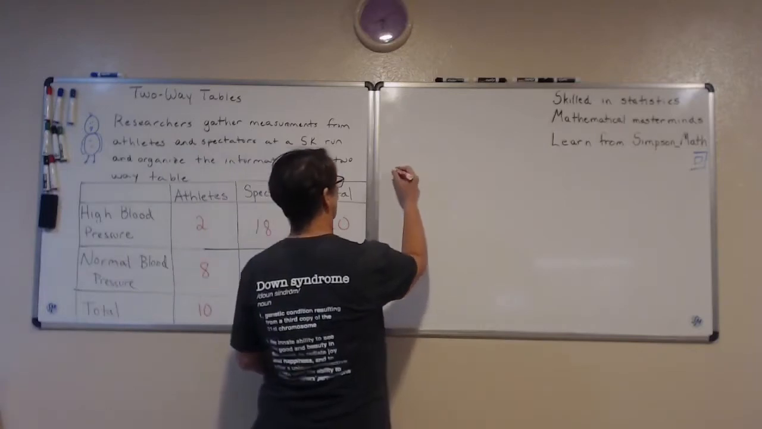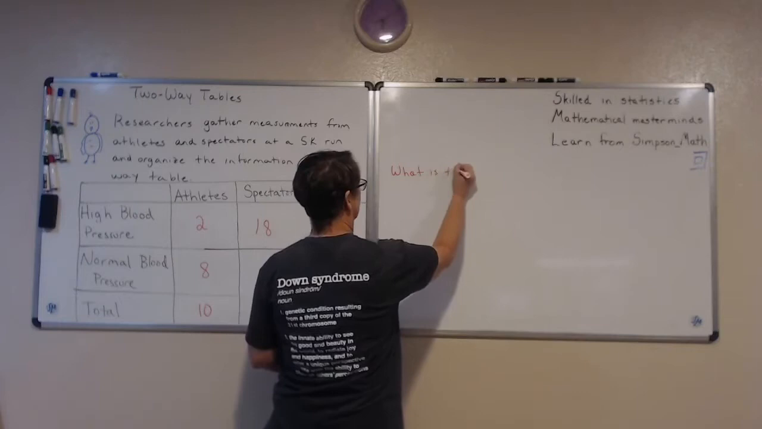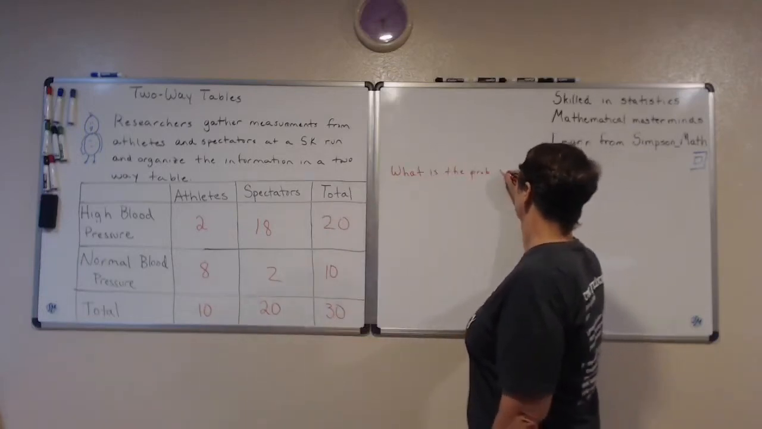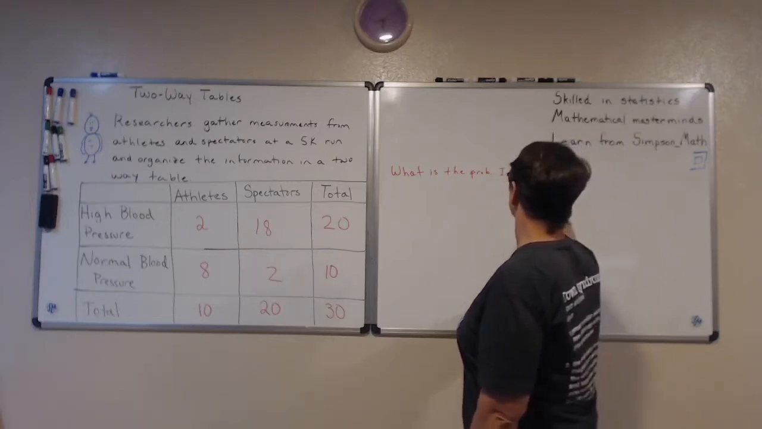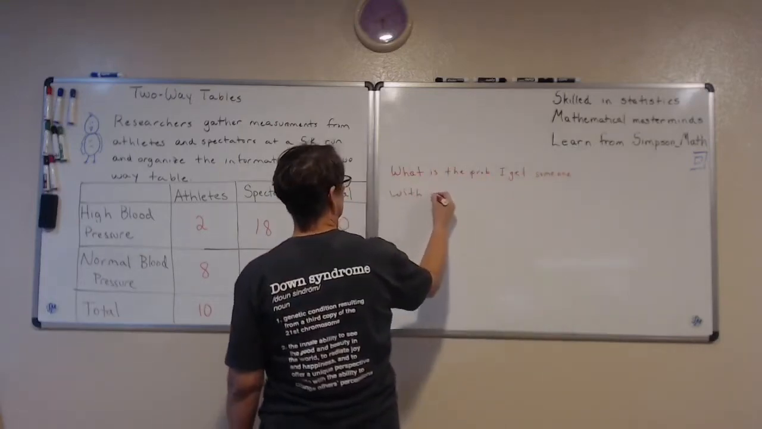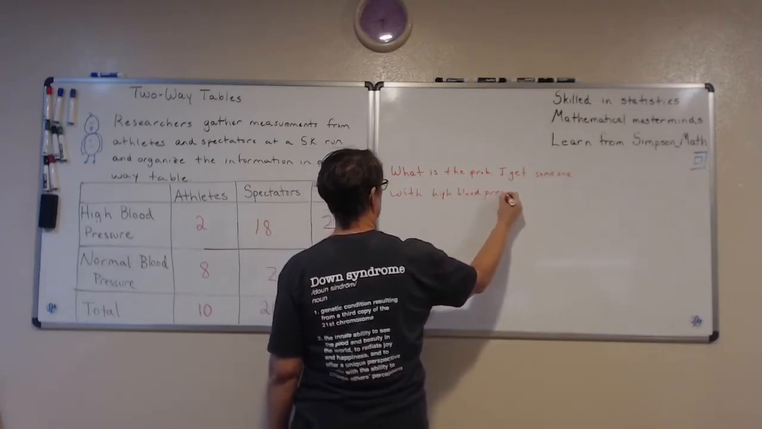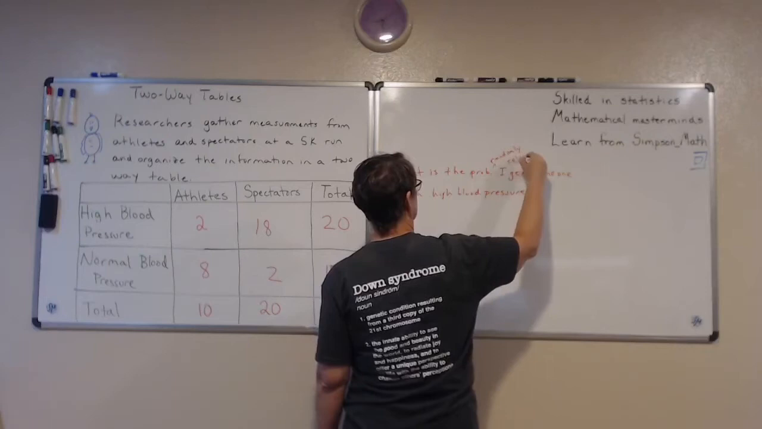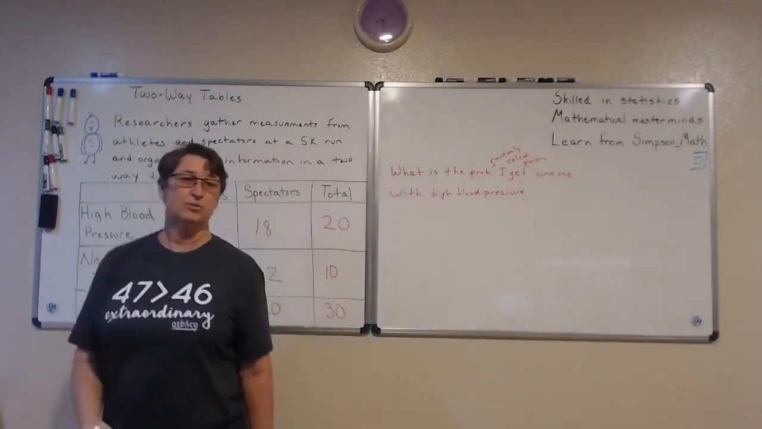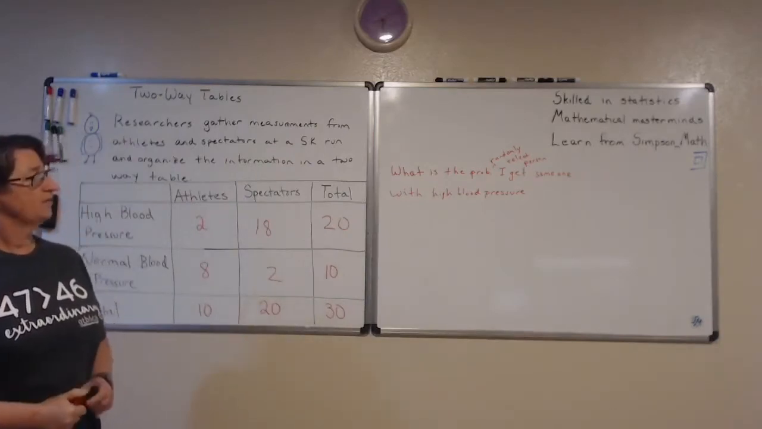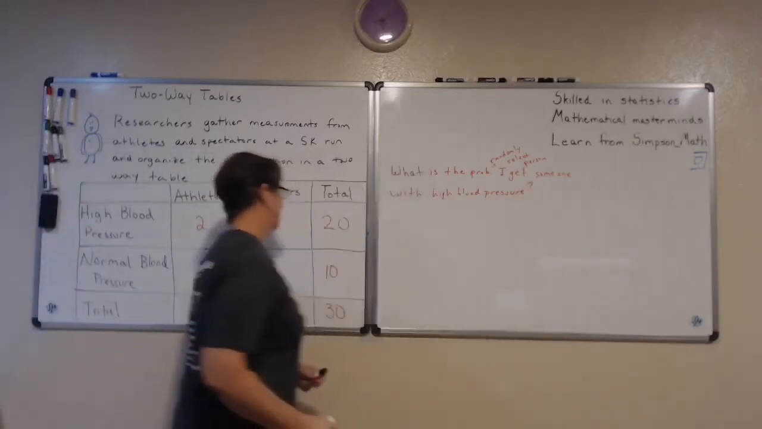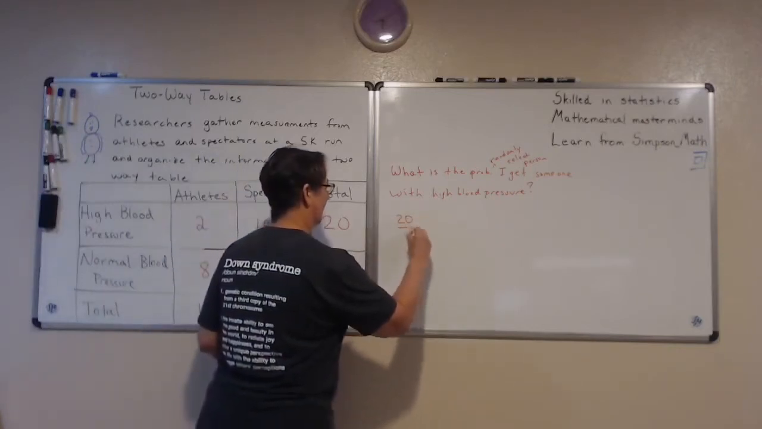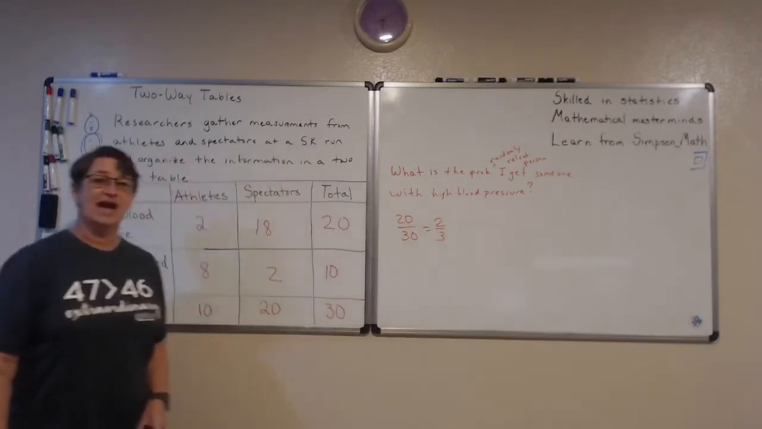Like, what if I ask you, what is the probability that if I randomly select somebody at that 5K, I get someone with high blood pressure? Good. High blood pressure is a total of 20 people out of the 30. Great. So 20 out of 30, which equals, you're right, 2/3 of my people there have high blood pressure.